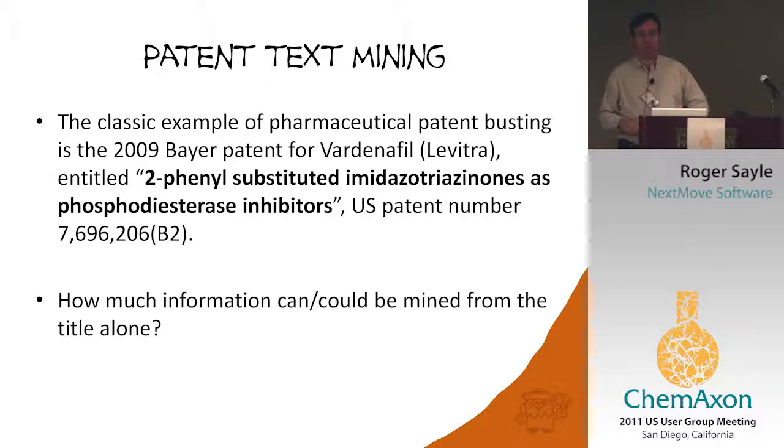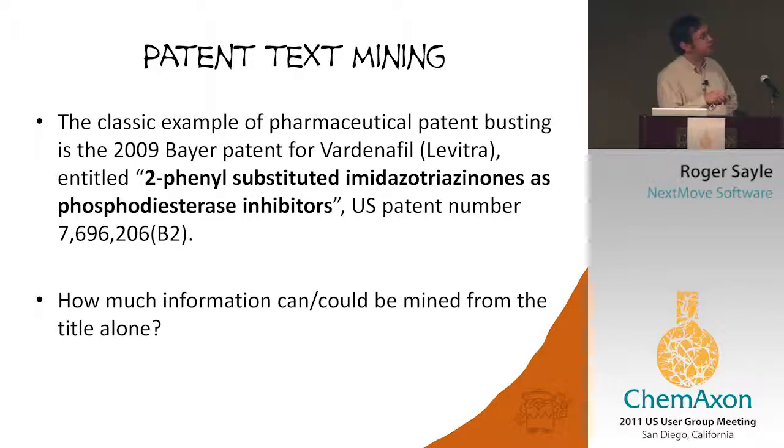But again, coming one step closer, one of the things that's most interesting to me is the problem of chemical text mining and the representation of structures you pull out. A classic example of a patent is the 2009 Bayer patent of vardenafil, the classic nitrogen switch, in which the title of the patent was 2-phenyl-substituted imidazotriazinones as phosphodiesterase inhibitors. The question I ask is, how much information could be mined from the title alone? It turns out that name-to-structure programs can find nothing more than the phenyl in the title.